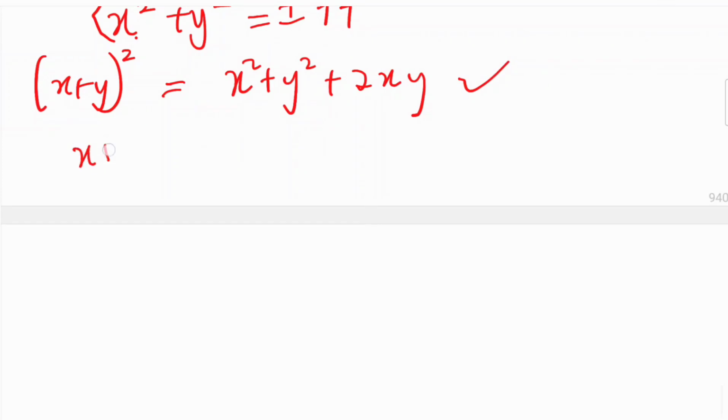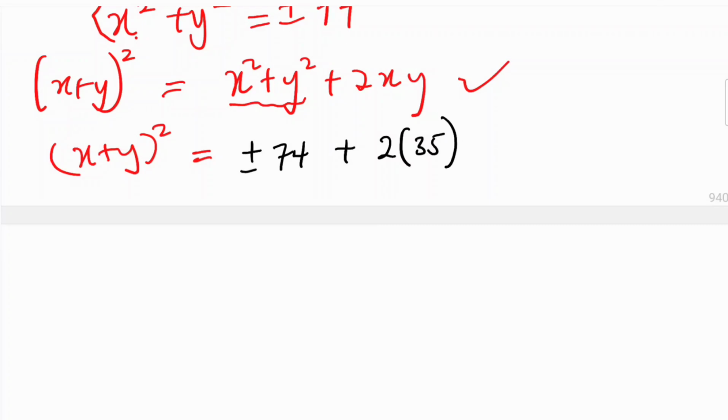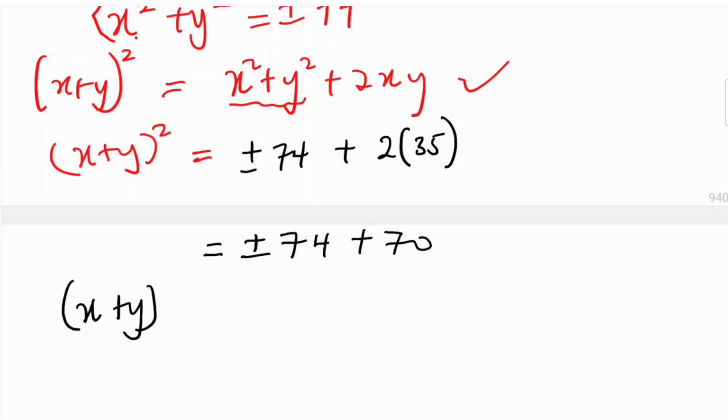So we have it that (x plus y) all squared, which is an identity, is equal to, so this x squared plus y squared can now be written as plus or minus 74, which we got, plus 2 times 35. And 2 times 35 is 70, and this will give us plus or minus 74 plus 70.